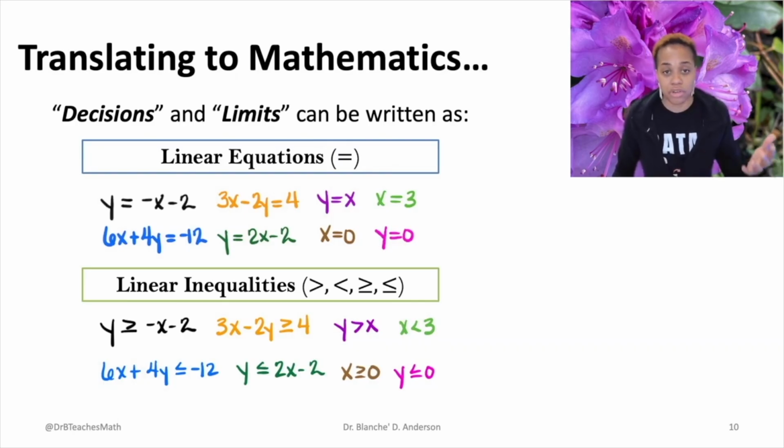When you're talking about linear inequalities, it has the inequality symbols. You have greater than, less than, greater than or equal to, or less than or equal to. That makes it a linear inequality. And I did a video on how to graph linear inequalities, and that's where you shade on one side of the line or the other. That shows you your possible region or your possible solutions.